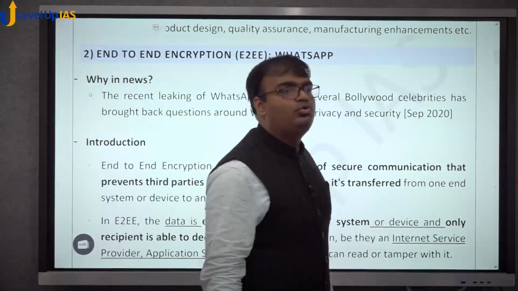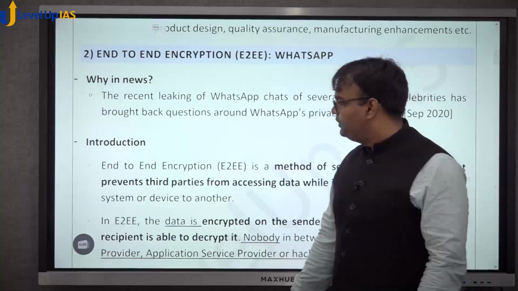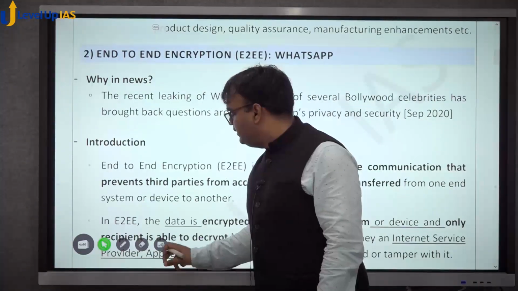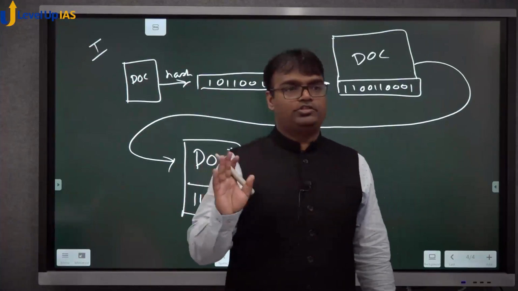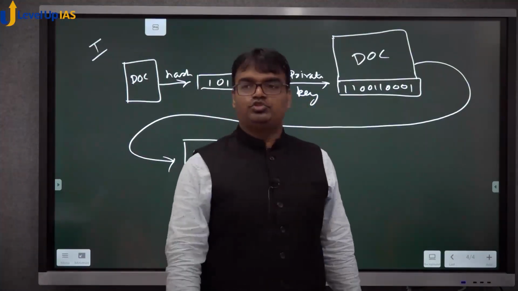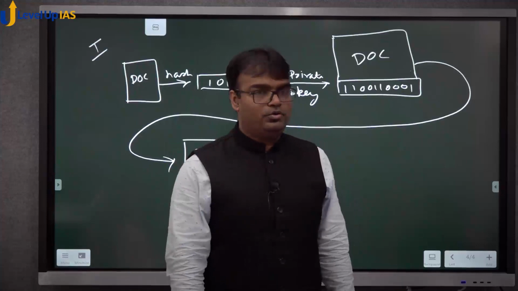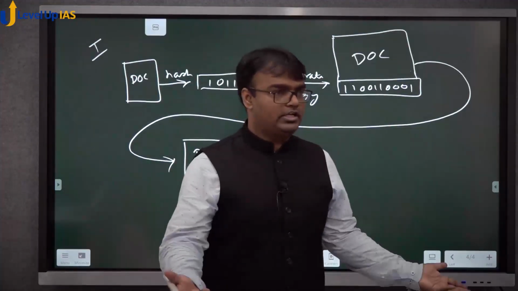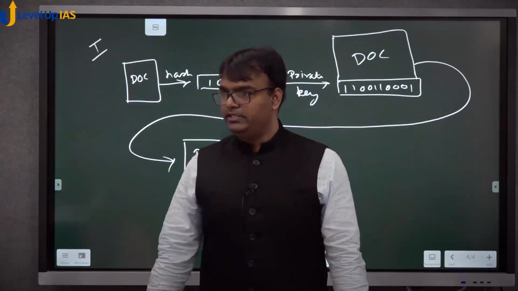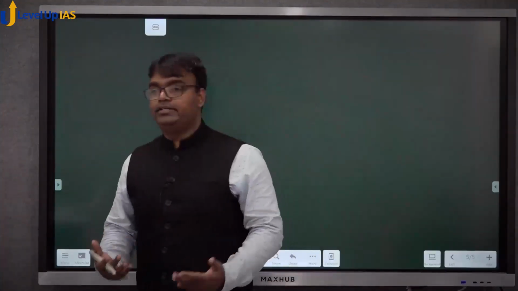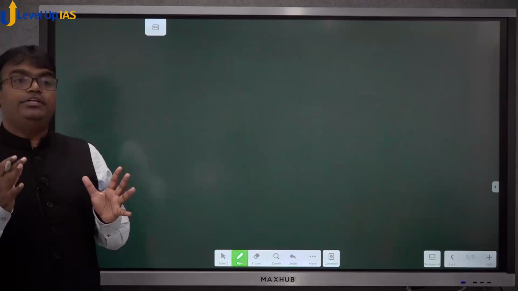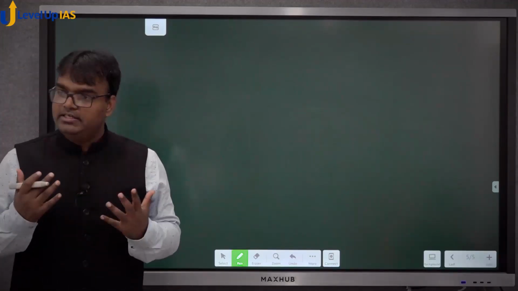WhatsApp provides us end-to-end encryption. First let us understand end-to-end encryption, and then we'll understand, even after end-to-end encryption, why the chats of Arnav Goswami or Deepika Padukone or Sushant Singh Rajput could be leaked. This is a term that has been in the news a lot, so we must understand it.